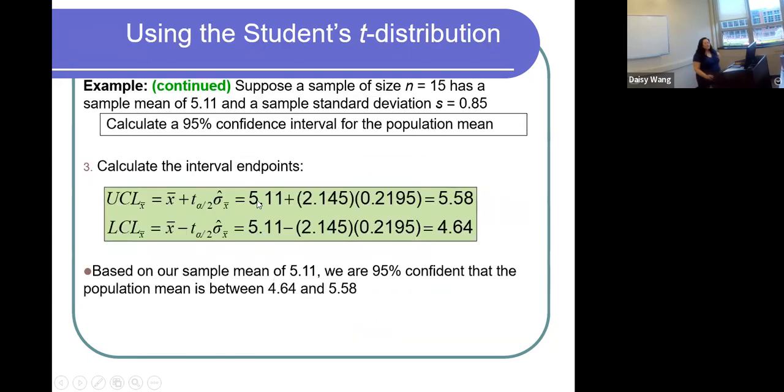When we calculate it, it's the same thing: x bar 5.11 plus or minus the t-score 2.145 times the standard error of the mean. So the upper confidence level is 5.58, and the lower confidence level is 4.64. So if the sample mean is 5.11 and the sample size is 15, we are 95% confident that the population mean will be between 4.64 and 5.58.